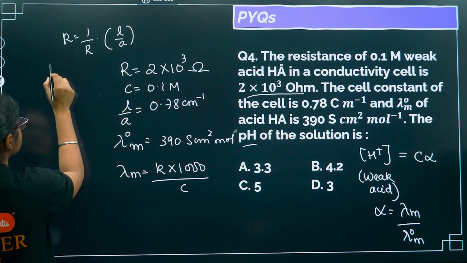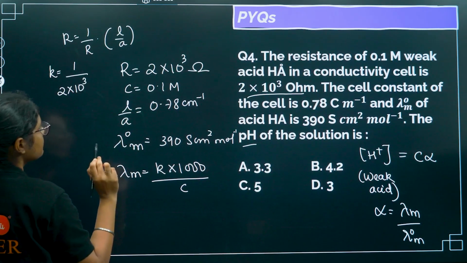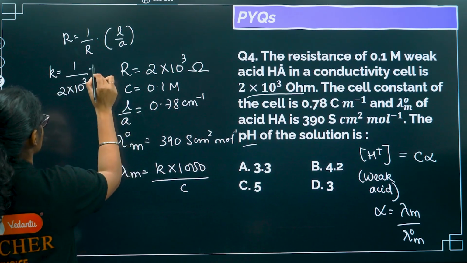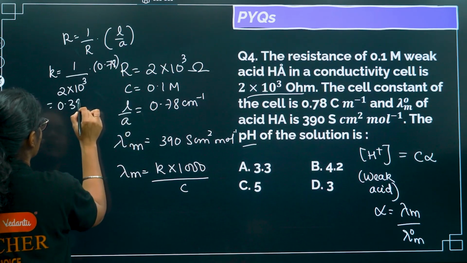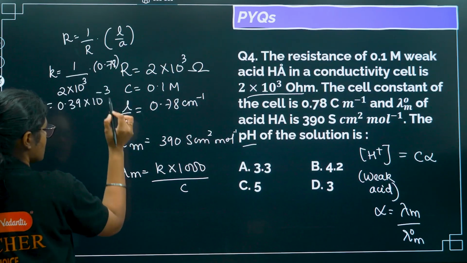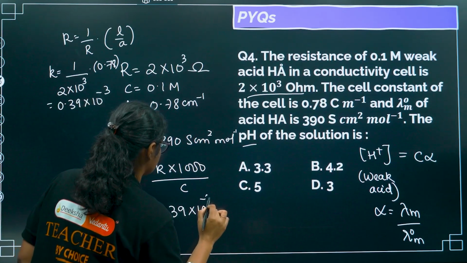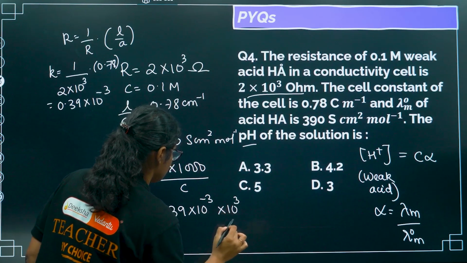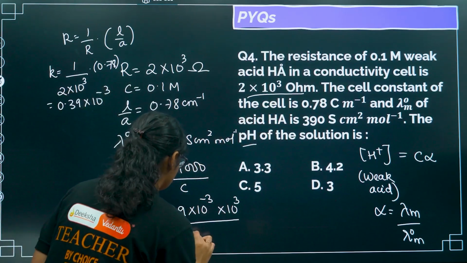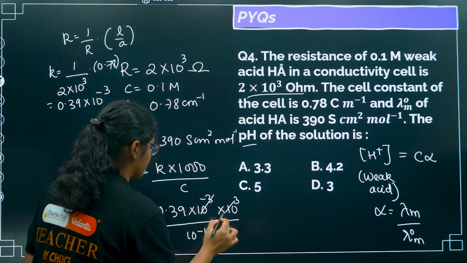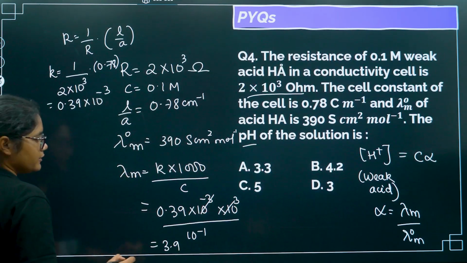So let us substitute this. Kappa will be equal to 1 by 2 into 10 to the power of 3, and then L by A is 0.78, right? So how much will I get? 0.39 into 10 to the power of minus 3. I'll substitute that here: 0.39 into 10 to the power of minus 3 into 10 to the power of 3 by C. Concentration given is 10 to the power of minus 1, so this will get cancelled, and I'll get 3.9. So I got lambda m. Now let us calculate alpha.